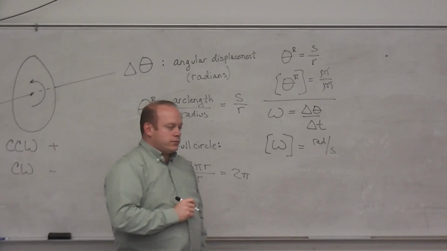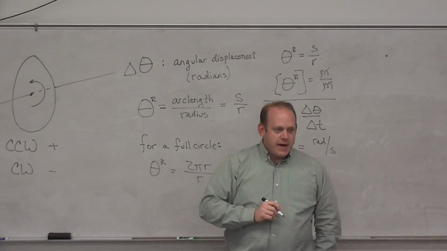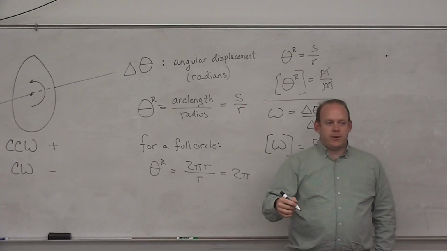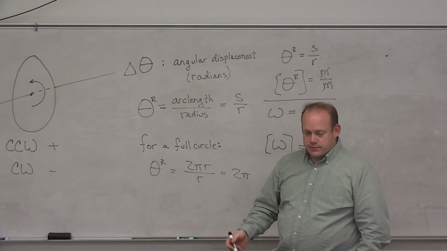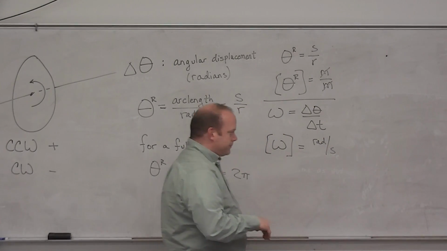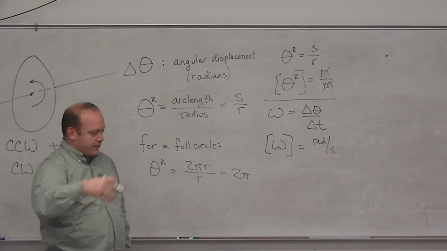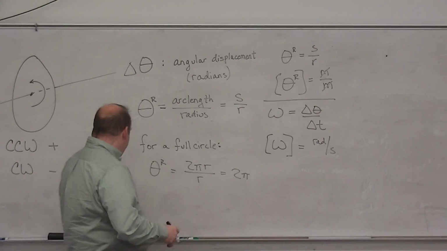So when you do something like V equals omega R, the reason why those units work out is because V is in meters per second, equals omega, which is per second, times R, which is meters, and so this works out.